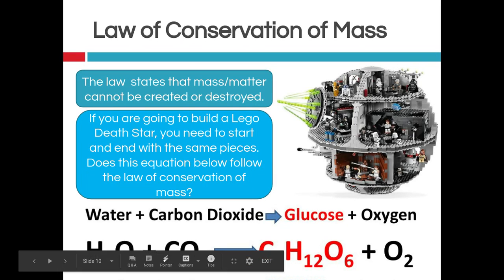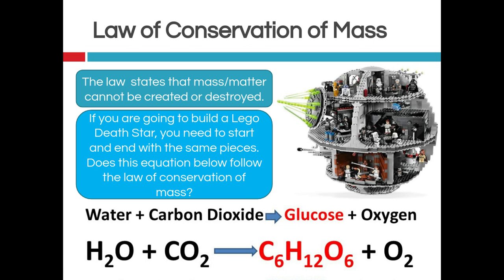All right, so here we go. Definition, law of conservation of mass. The law states that matter or mass, or think atoms in this case, cannot be created or destroyed. We cannot get rid of them. We cannot create them. We just move them around and create different combinations.